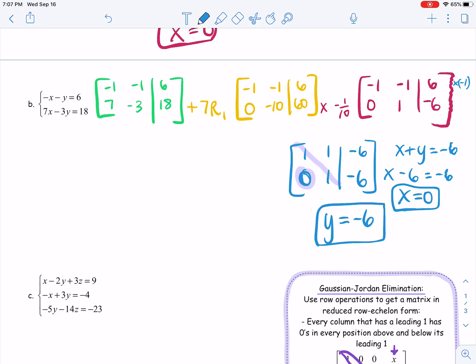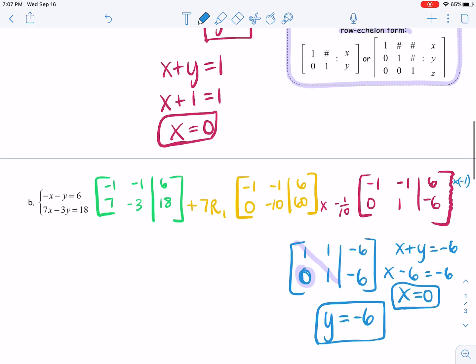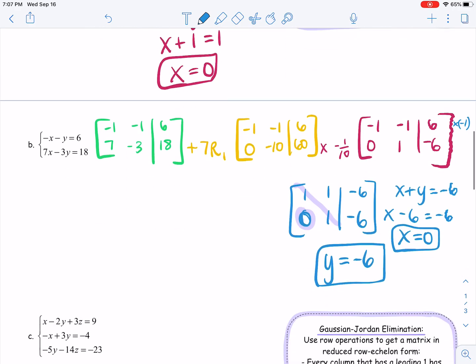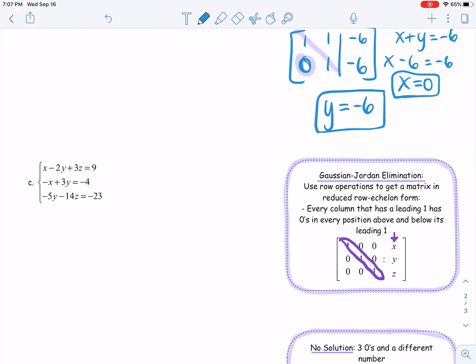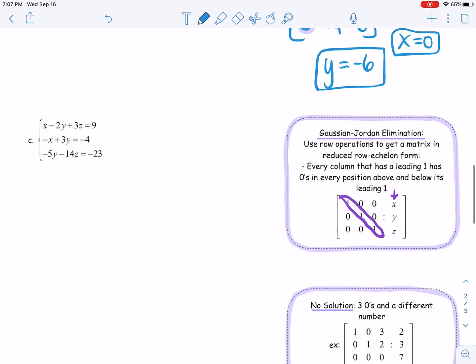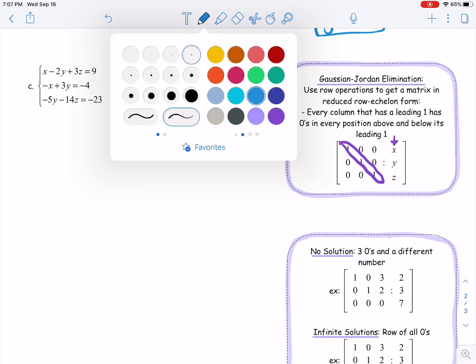We have one more problem, and this time it's a 3 by 4. So we're adding another row, which essentially adds another column. What we're going to do is Gaussian elimination to get it in row echelon form, and we'll solve. But then I'll also continue the process for Gauss-Jordan to get it in reduced row echelon form. Okay, so here we go. Hang with me.